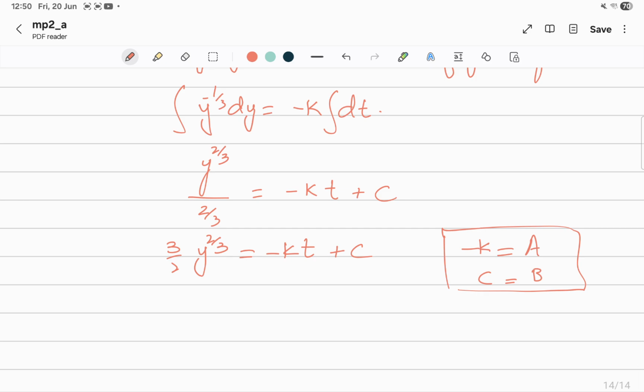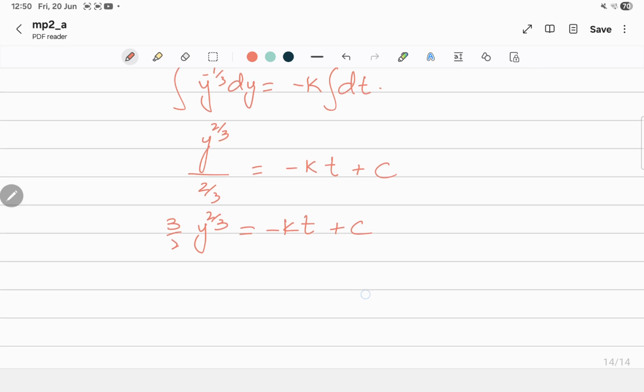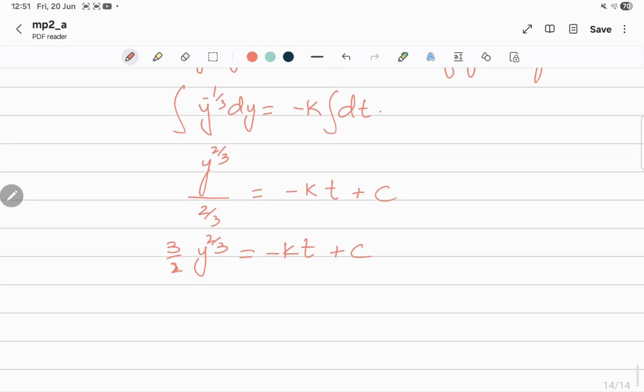Sorry about that, we should times by 2 over 3 on both sides to get rid of the constant on this side. So if you times by 2 over 3 on both sides, then this 3 cancels out, 2 and 2 cancel out, you're left with y to the power 2 over 3 equals minus 2 over 3 kt plus 2 over 3 c. So this is the simplest form of the equation.